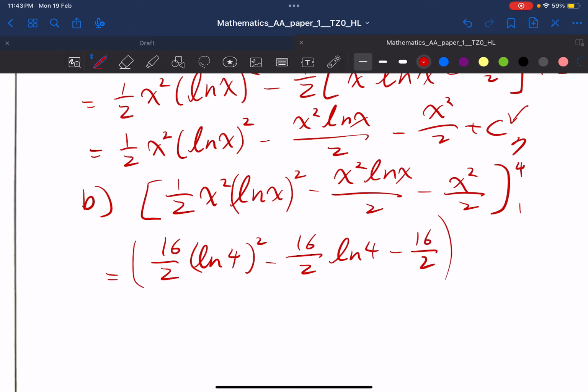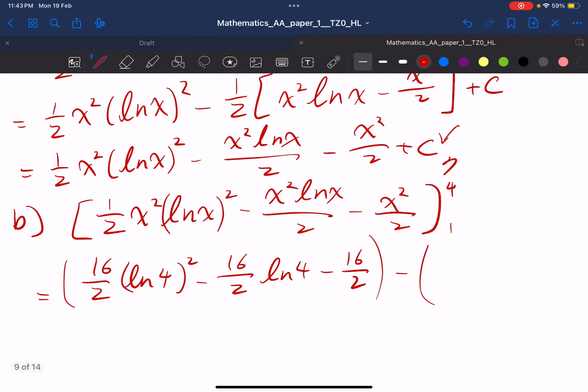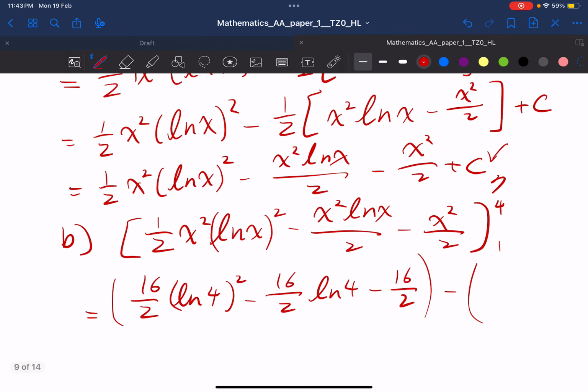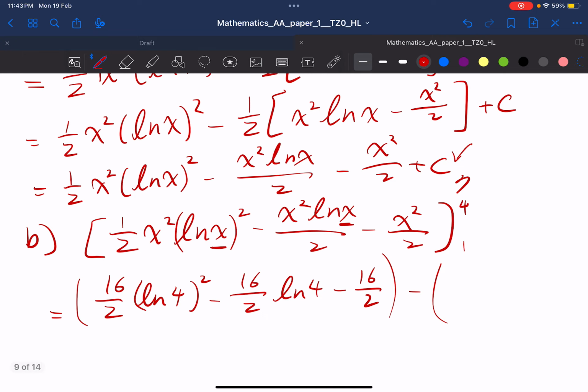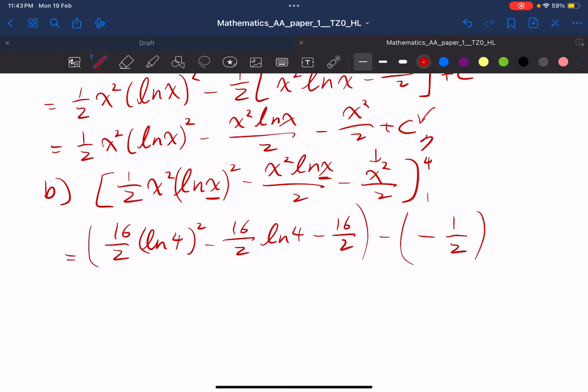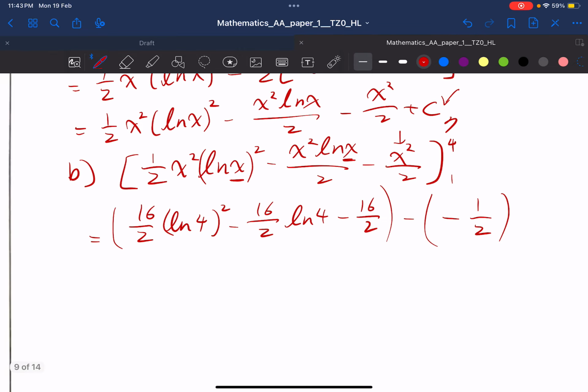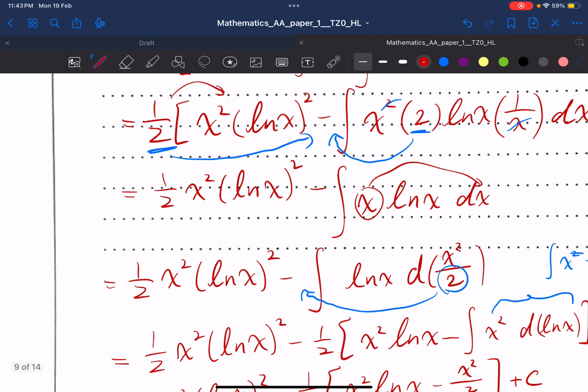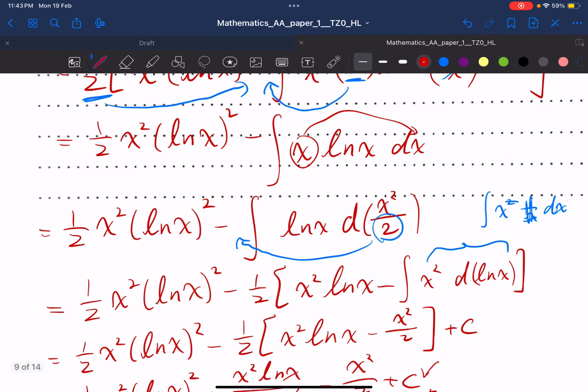So a lot of 16s here. And then minus, put 1 inside. One thing you need to remember is ln 1 will be 0, so the first 2 terms are gone. The only thing that's left is minus 1 over 2 at the end, because 1 squared over 2, with a minus sign as well. So therefore we got this, and then we'll also look at the answer itself.